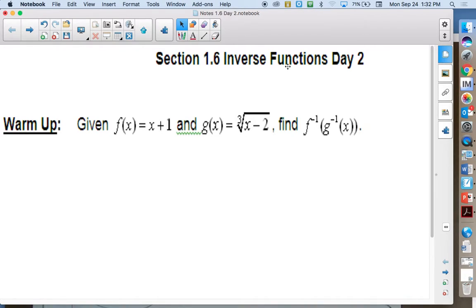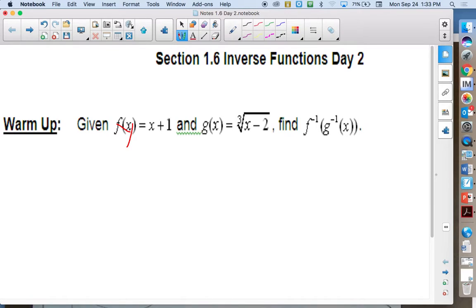So with the warm-up here, we have f of x equals x plus 1. g of x is the cube root of x minus 2. It wants us to find the inverse of f with the composite of the inverse of g. That's what that actually means. Whenever something's in parentheses, you're taking two functions. That's called the composite of functions. And then the inverse of g. So, Nick, what do you think you do first? Find the inverse of each of them.